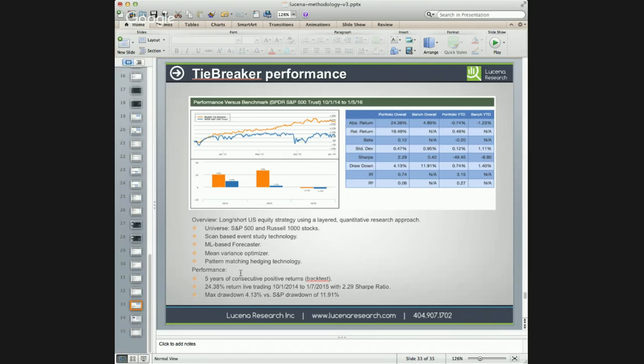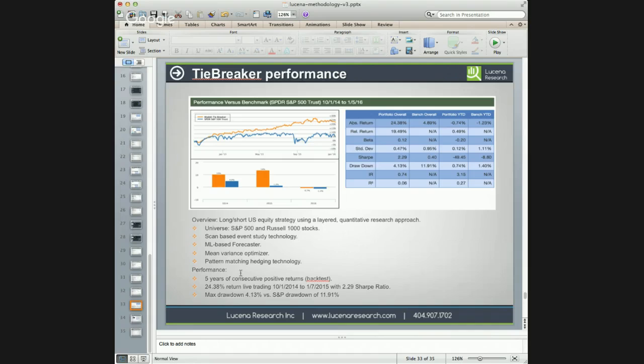We scan across the Russell 1000 and S&P 500. We forecast the 1 week returns for all these stocks, and we settle on what we think are the 10 best. We then optimize that long portfolio. Then we use the hedger to find another 10 positions. That is our hedge. We enter all those positions Tuesday morning.